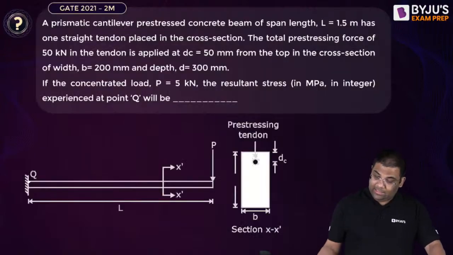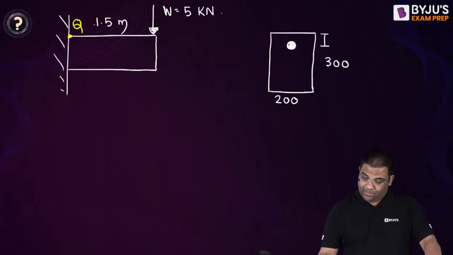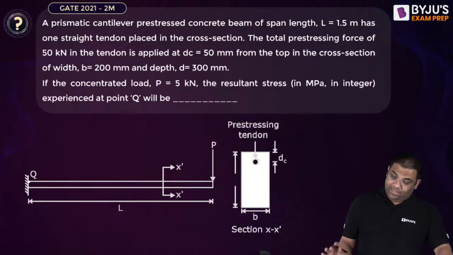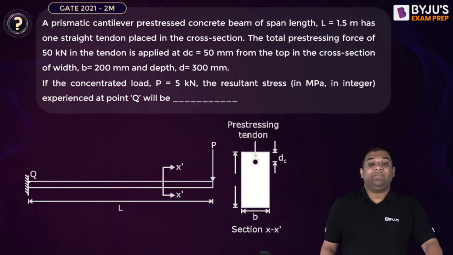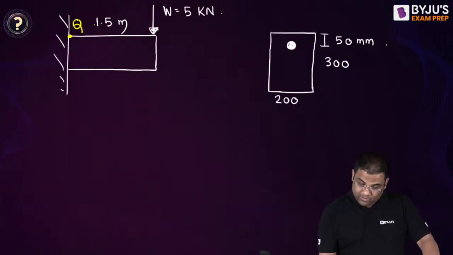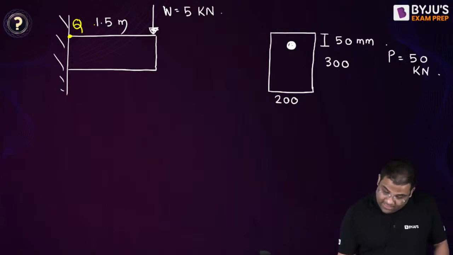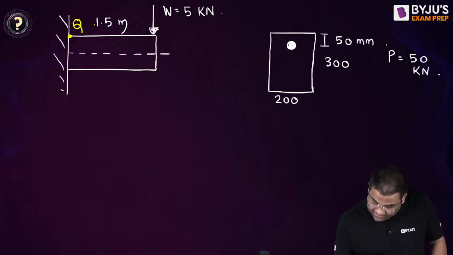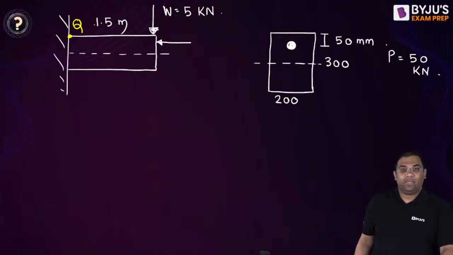And this distance DC is given as 50 mm. Very nice. The pre-stressing force is given as 50 kilonewton, and it's a straight tendon. So can I say that this is the neutral axis, at half? The pre-stressing is done at top, right?